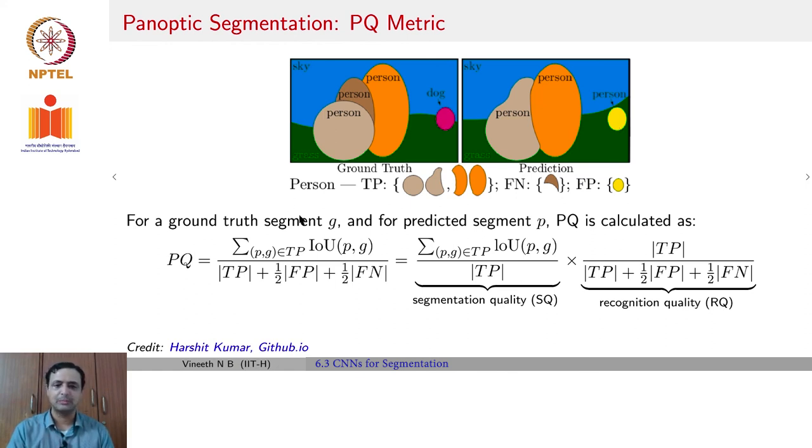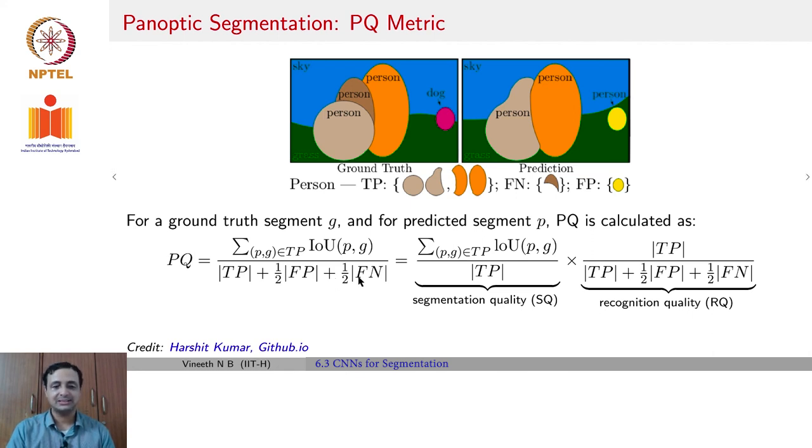So for a ground truth segment G and for a predicted segment P, the PQ metric is computed as summation over all PGs belonging to true positives, intersection over union for those PGs, divided by number of true positives plus half times number of false positives plus half times number of false negatives.